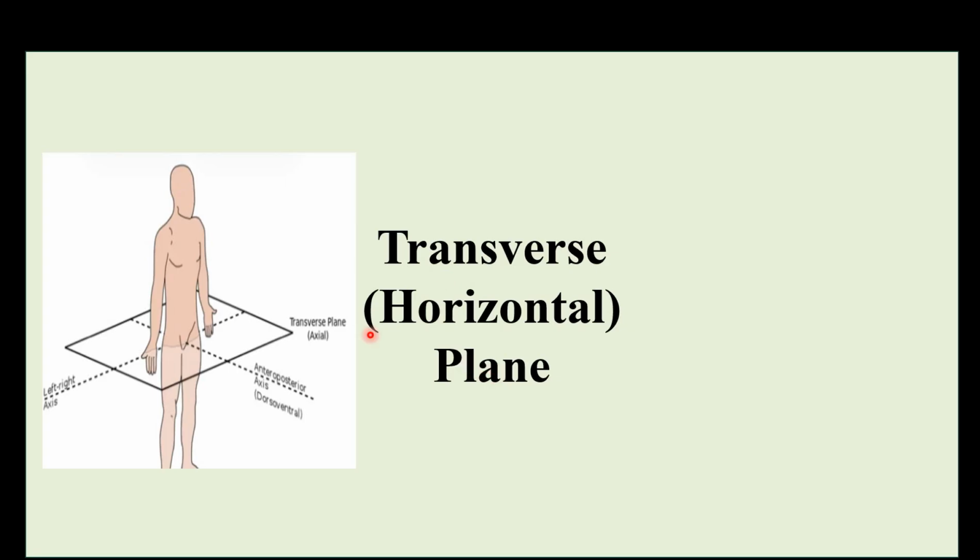Here you can see we have transverse and horizontal plane. This is the diagram that you should remember while we go through the documents, the notes. You should at least visualize this image. So what is this? This is an imaginary slice that we are passing through the body horizontally, and that's why we are calling it transverse or horizontal plane.